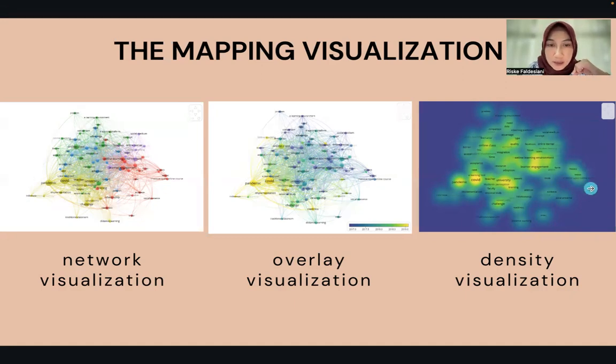And the last picture shows the density visualization. Density visualization means that the brighter yellow the color and the larger the diameter of the circle of the term label, the more often the term appears. This means a lot of research on the related term has been carried out. Vice versa, if the color of the term fades closest to the background color, then the number of studies on the term is small.